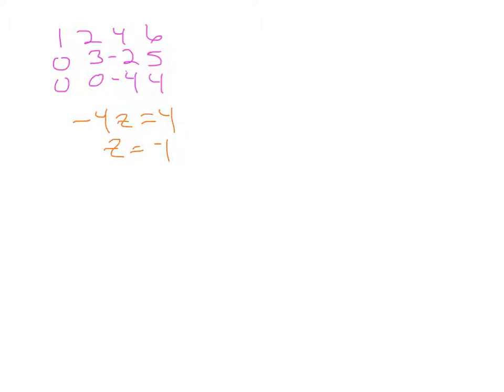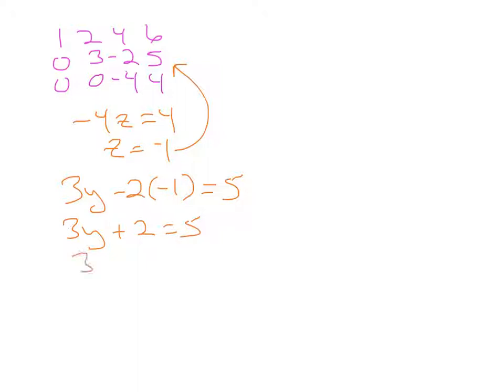Now I'm going to take that -1 for z, and I can plug it into that second equation, because in the second equation, which is nice, I don't have any x's, but I have y's and z's. So as I write that equation, I have 3y minus 2 times z, which is -1, equals 5. So I have 3y plus 2 equals 5, or 3y equals 3, or y equals 1.